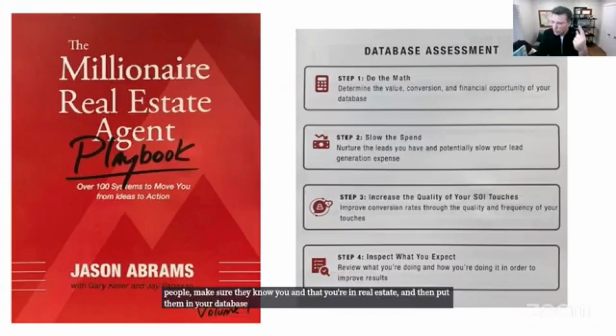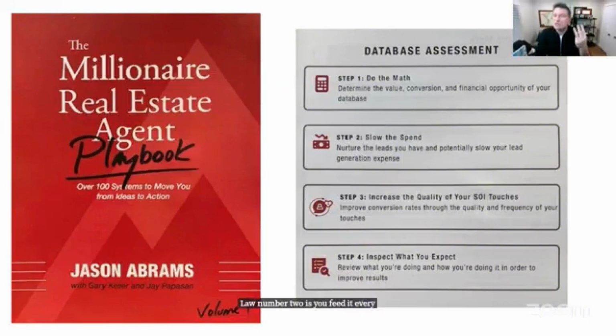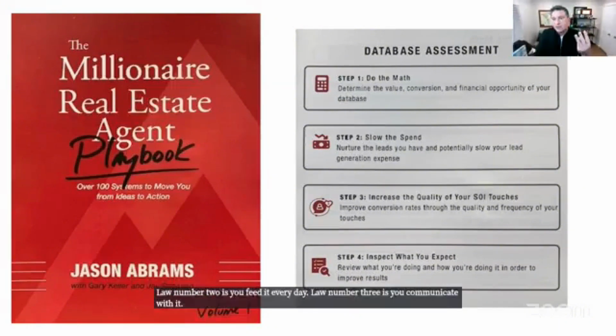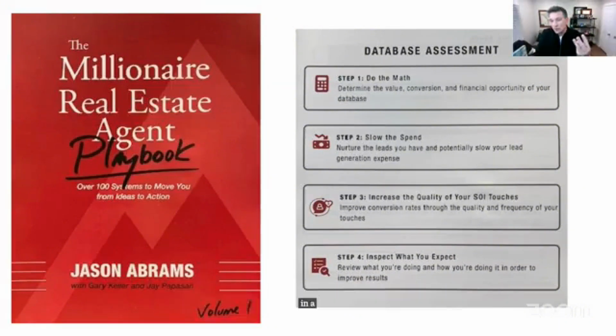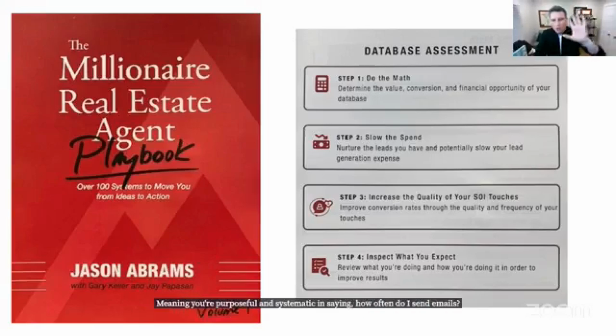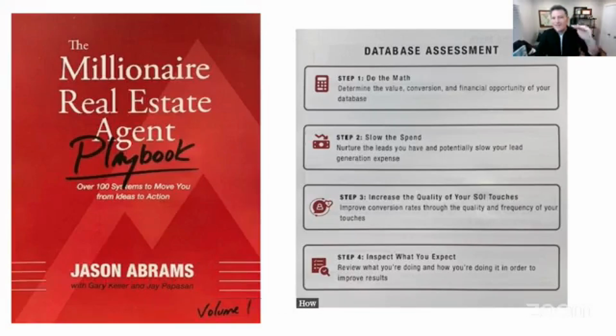So law number 1 is you have to have one. Law number 2 is you feed it every day. Law number 3 is you communicate with it in a systematic way, meaning you're purposeful and systematic in saying, how often do I send emails or WhatsApp messages to people in this database? How do I do that in a way that becomes habitual? Because that's where you start to create a simple system.